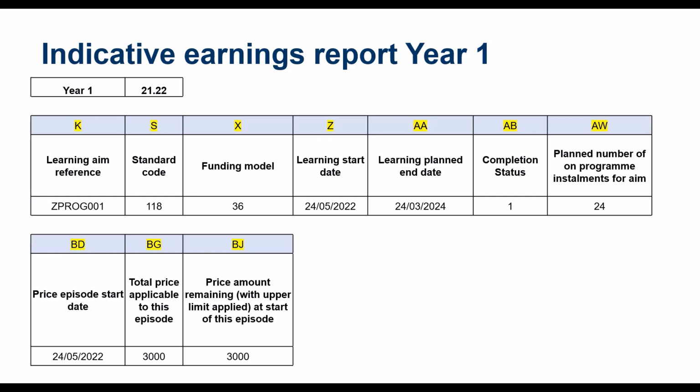The completion status is 1, meaning the learner is a continuing learner, and we have a number of planned installments at 24. And this is, as I say, year 1 of the apprenticeship. As you'll see from the bottom row, the price episode start date is the same as the learning start date, column BD. Price amount remaining with the upper limit applied at the start of this episode, that's column BJ, is the total price from the start of the apprenticeship. Okay, so that's all obviously fairly straightforward.